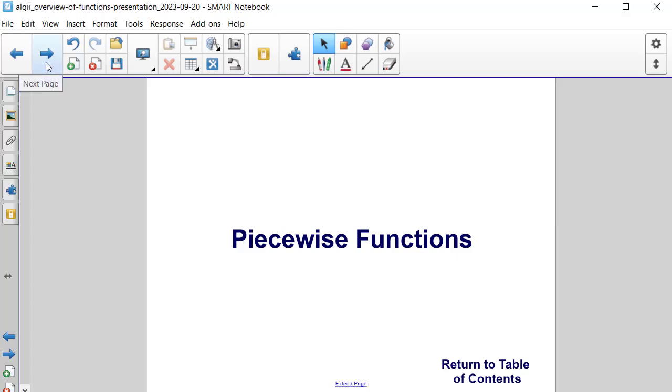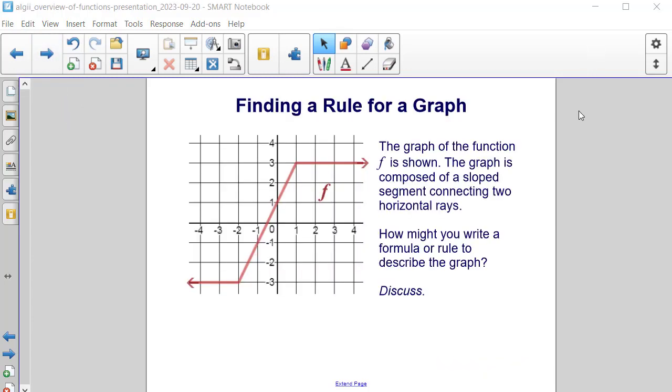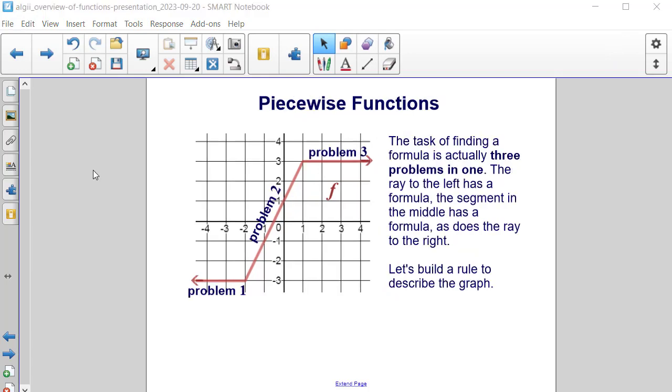Piecewise functions. When finding a piecewise function rule for a graph, the graph of the function is usually shown, such as this one here to the left. The graph is composed of a sloped segment connecting two horizontal lines. How might you write a formula or a rule to describe the graph? Take a moment to pause this video and think about it, and when you're done, unpause it.